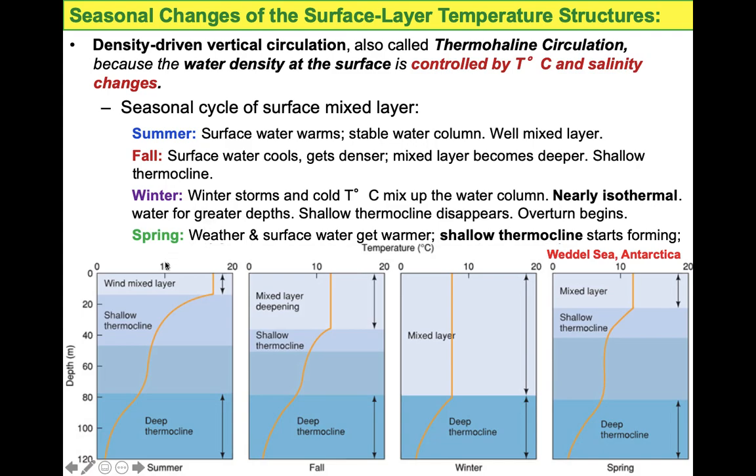And this is called density-driven vertical circulation, based on temperature changes and also based on the salt content and the salinity changes of the ocean water. So collectively, we call that thermohaline circulation. Thermo comes from the temperatures and haline comes from the salt contents and therefore the salinity. And so the water density in polar regions is strongly controlled by first temperatures and then salinity changes.